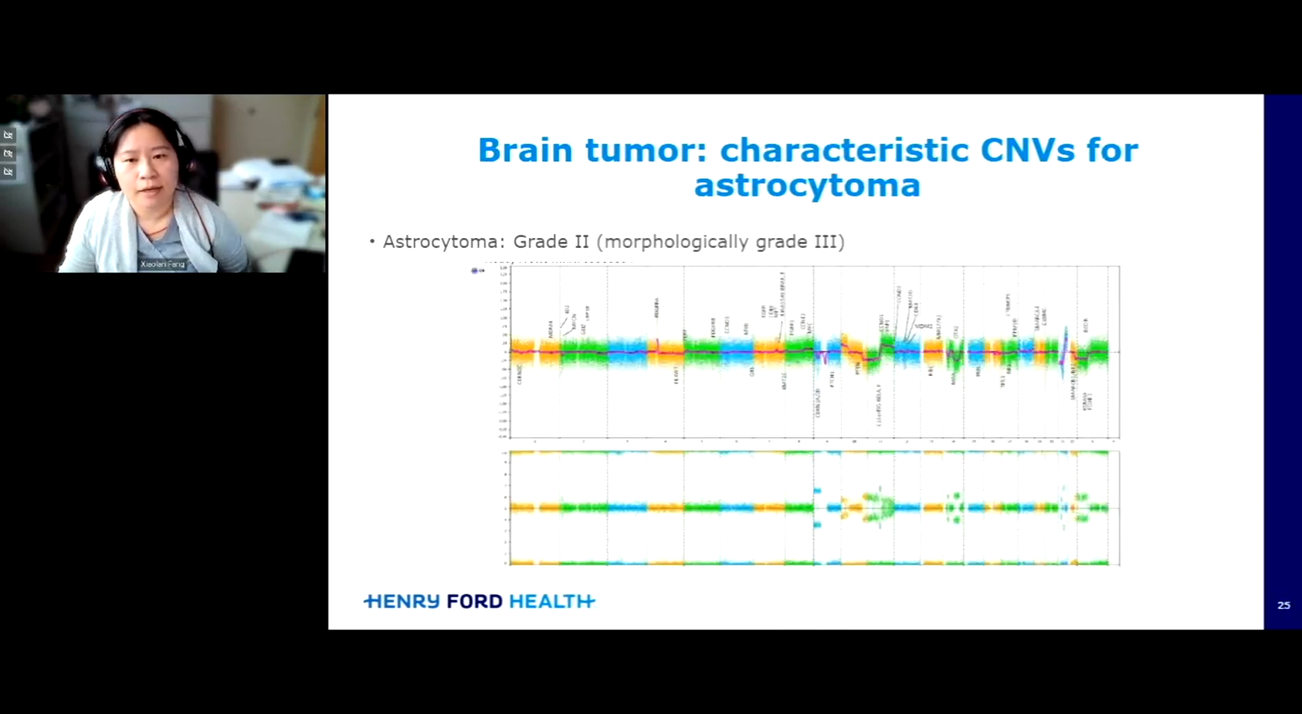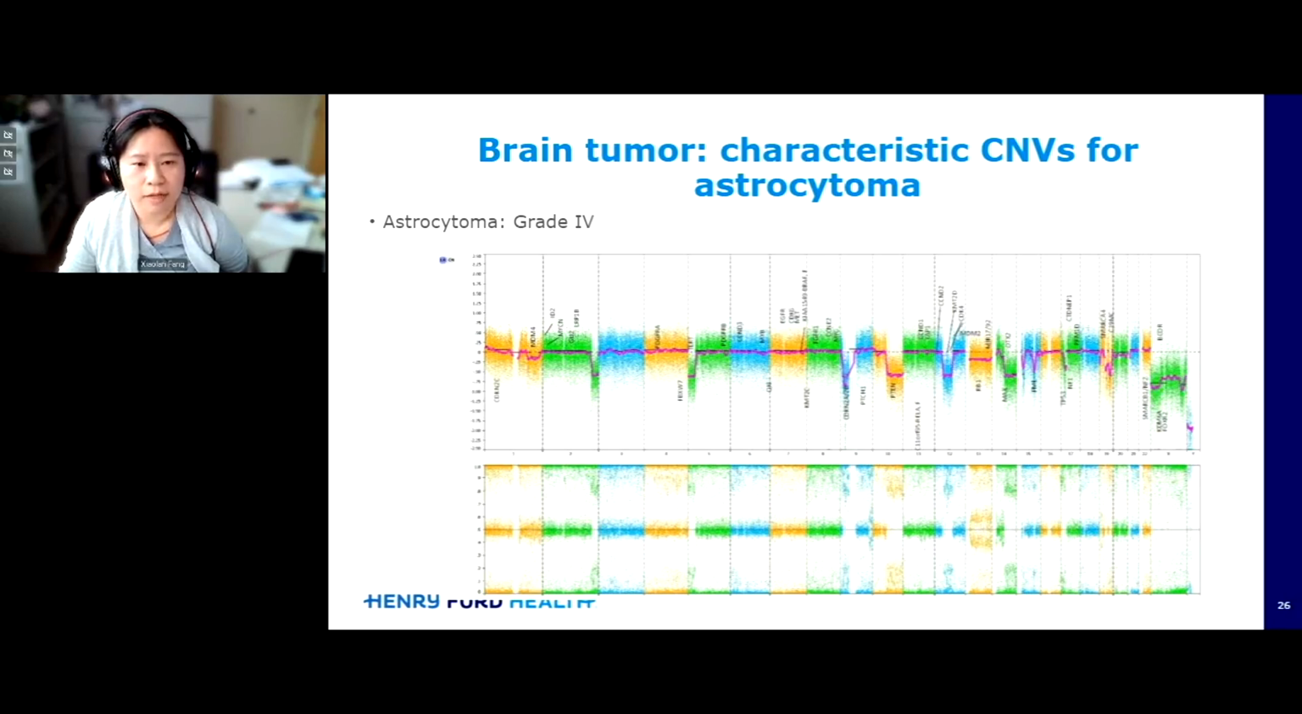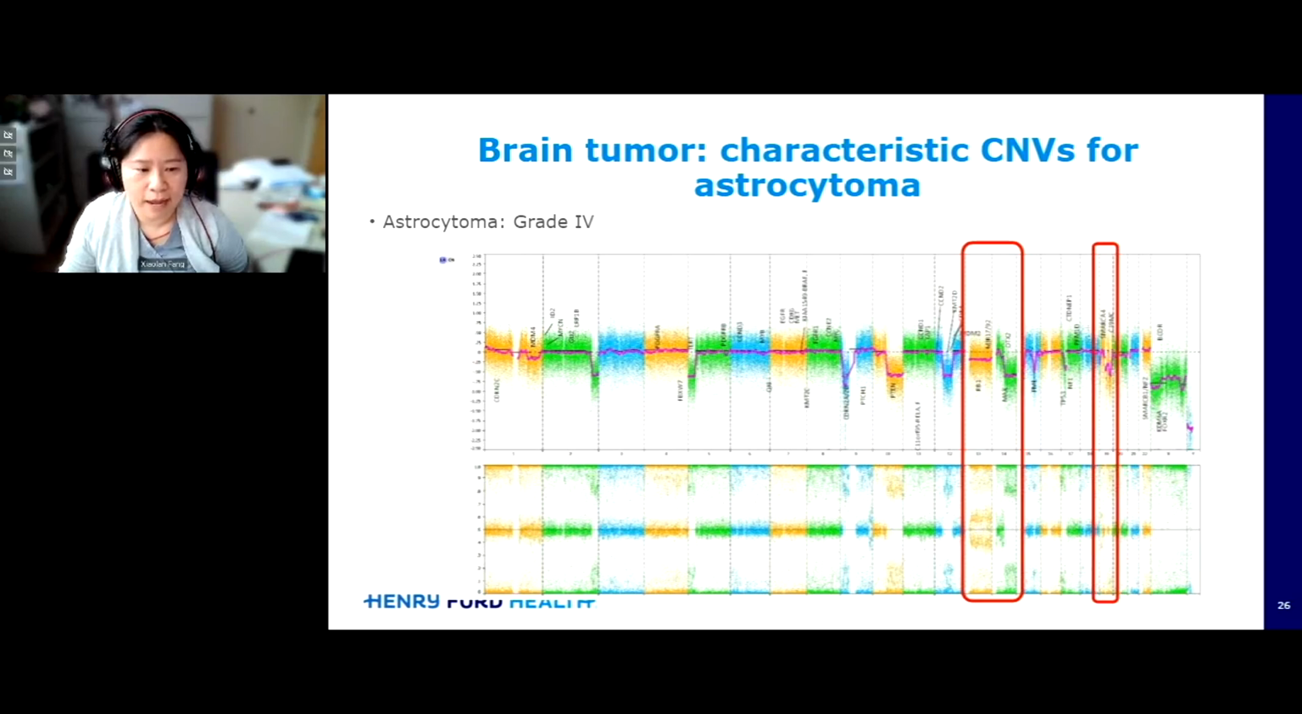All right. So the second type of CNV tumor that we want to talk about is the astrocytoma. This is an example of grade 2 astrocytoma. Morphologically, it's grade 3. As you can see, this patient has homozygous deletion of CDKN2A and several other CNVs. When the astrocytoma develops to grade 4, usually they will have a molecular marker that is IDH mutant. But they also have other things like loss of chromosome 13 and 14. And in this sample, we also see chromothripsis of chromosome 19.